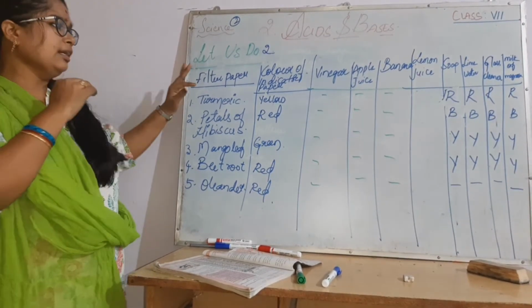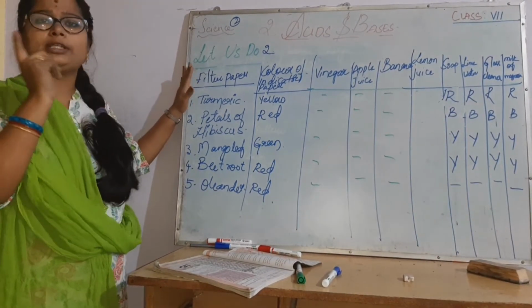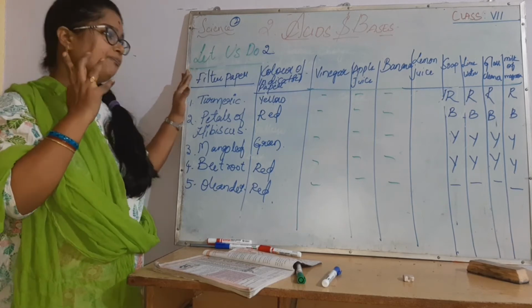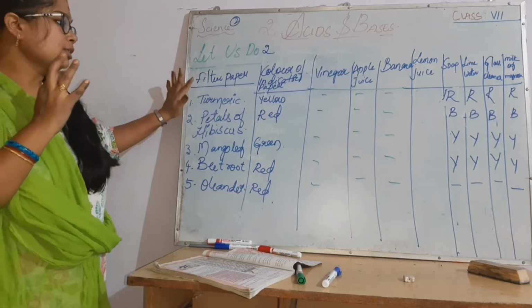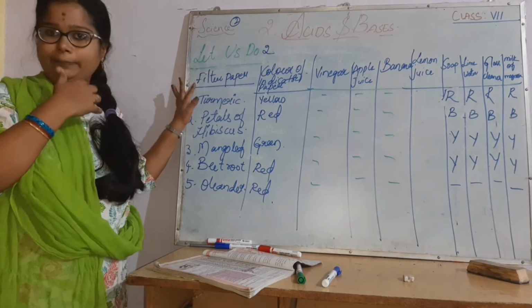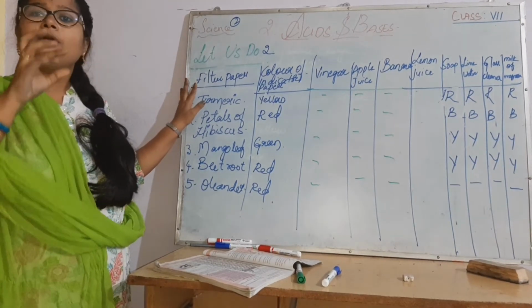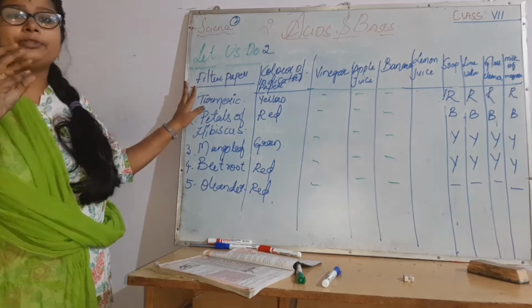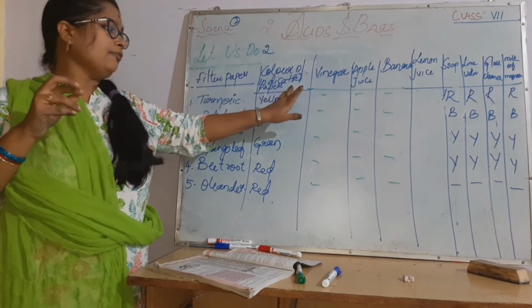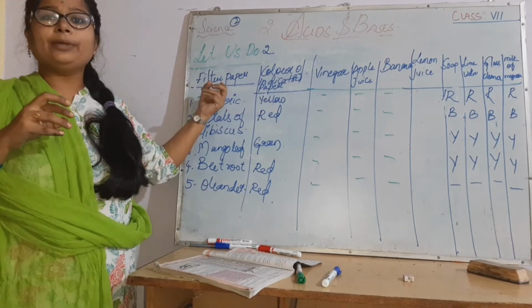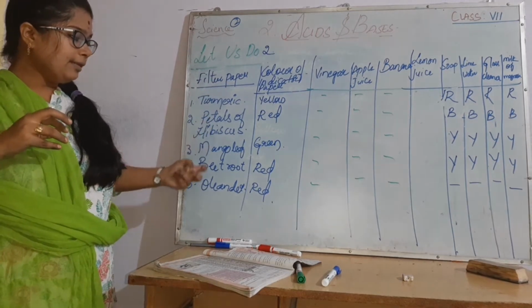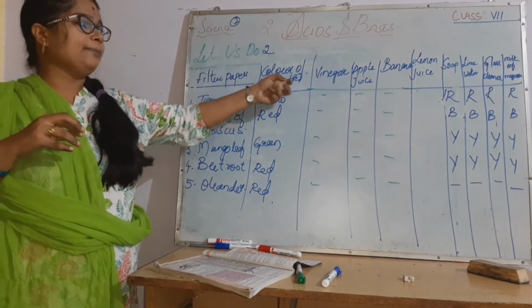So here is table 2. First, let me explain the table. The first column is filter paper. Filter paper is not normal paper; it is used in your chemistry labs. Next is the color of indicator paper. With these things, you will make indicator paper.